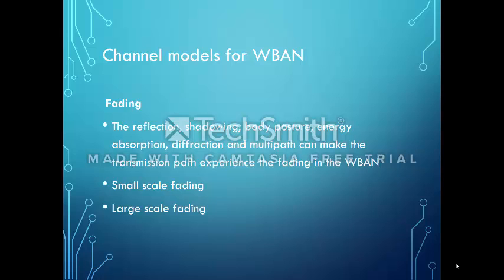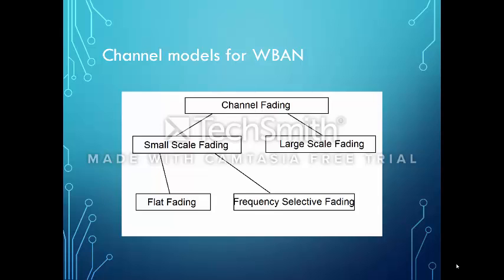The first one is fading. The reflection, shadowing, body posture, absorption, diffraction, and multipath can make the transmission path experience fading in the WBAN. And fading can be divided into 2 categories: small scale fading and large scale fading. Small scale fading appears when there is a quick change of the amplitude and phase of the received signal in a small range because of the movement of the devices in a small area.